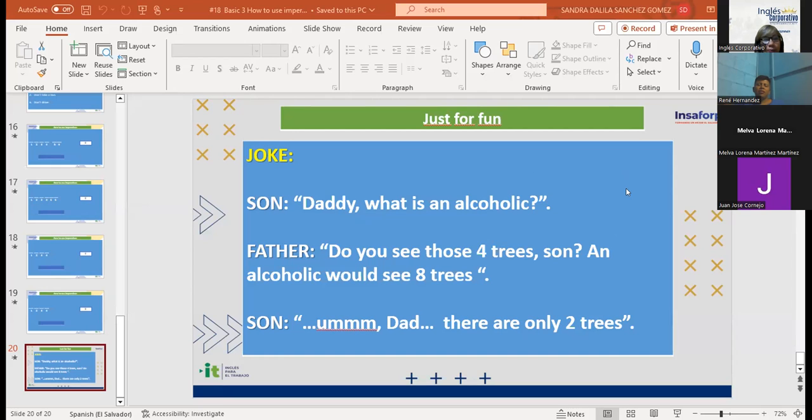John, son: Daddy, what is an alcoholic? Do you see those four trees, son? The alcoholic will see eight trees. But there are only two trees. Do you understand, Juan Jose? Yes. Can you explain it to me in English? In Spanish? No, in English. Okay. The daddy or his kid is an alcoholic. Yeah, the daddy is an alcoholic. That is the thing.